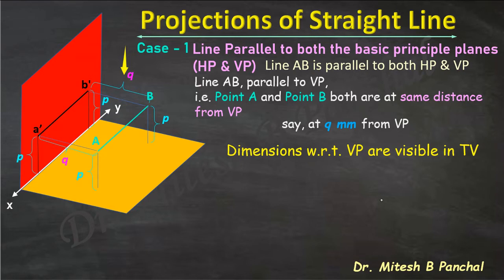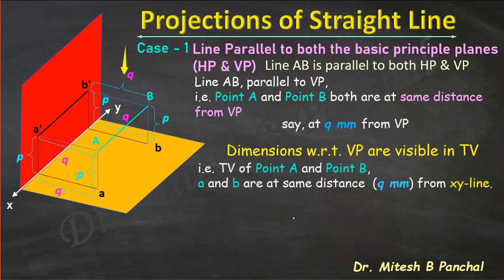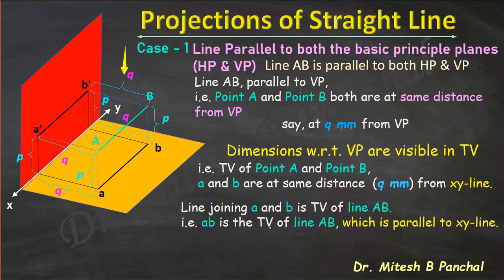So here top view of point A and top view of point B we will obtain at the same distance, that is Q mm from XY line. Now similar way to obtain the top view of line AB, we have to consider top view of point A and top view of point B, and we have to join both the top views A and B to obtain top view of line AB. So joining A and B is the top view of line AB, and which is also parallel to XY line.